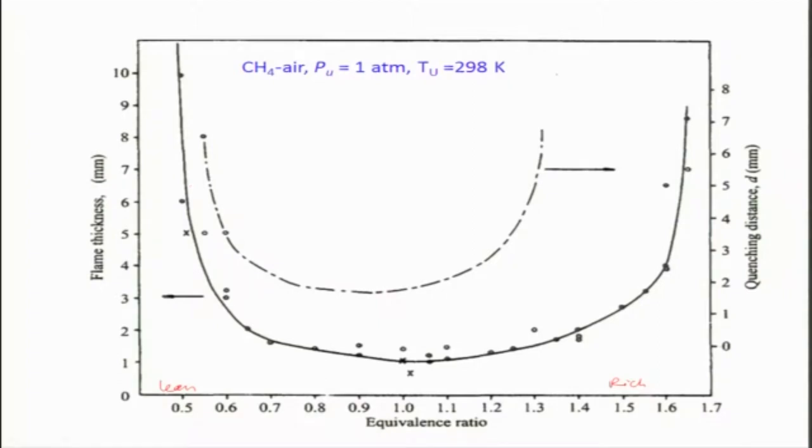Because d Q is inversely proportional to basically alpha by S L, S L is decreasing means d Q will go up, right. And keep in mind that the flame thickness is similar in nature. Flame thickness is increasing towards both the rich and lean mixtures, because we have seen delta L is proportional to alpha by S L, right. Therefore, the quenching diameter is similar to the flame thickness. Okay, so this is a very important point. In the next lecture, we will be looking at flammability limits, and then we will stop over here. Okay, fine, thank you.